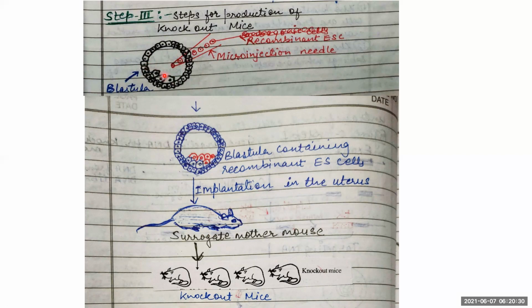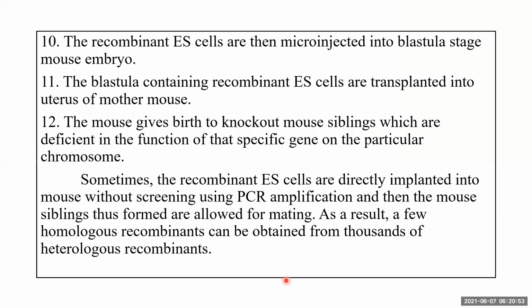Okay, blastula stage. Now, these recombinant cells get implanted inside the blastula, right? Then the blastula contains recombinant embryonic stem cells. Now, these are implanted in the uterus of the surrogate mother. Done? So this surrogate mother gives birth to knockout mice, right?